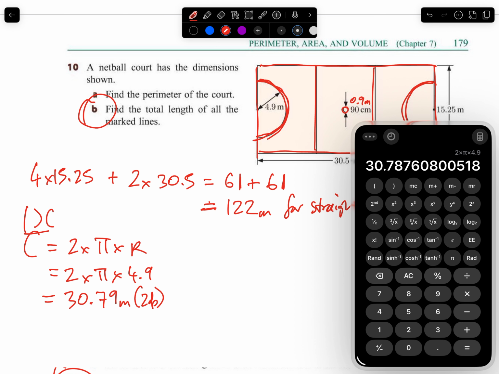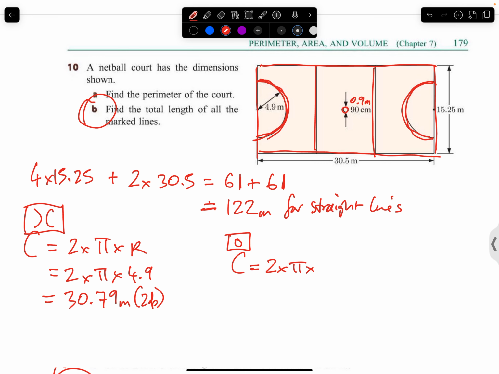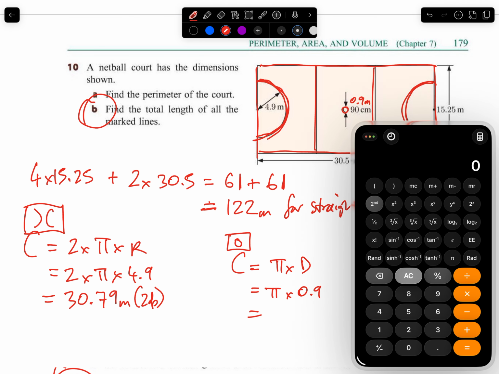And now let's do the little circle in the center. Circumference is equal to 2 times pi times, well, you have a different formula because it doesn't tell you the radius, it tells you the diameter. I've given you the formula pi times the diameter. The diameter of that little circle in the center is 0.9 meters. So pi times 0.9 is 2.83 to 2 decimal points.